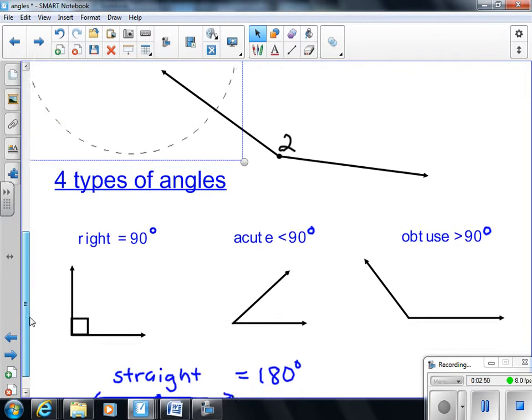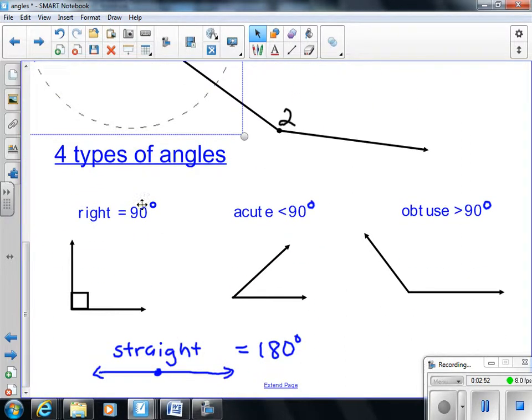Okay, so let's then go over the four types of angles. You have an angle that's 90 degrees. Show me with your arm what a 90-degree angle is. Okay, that's called a right angle. Good. Acute angle is less than 90 degrees. Remember, this symbol is not an angle symbol. It means it's less than. It's less than 90 degrees, and an obtuse angle is greater than 90 degrees. And then the fourth type of angle is what we call a straight angle, and it has a measure of 180 degrees.